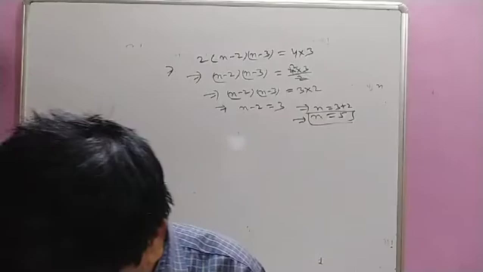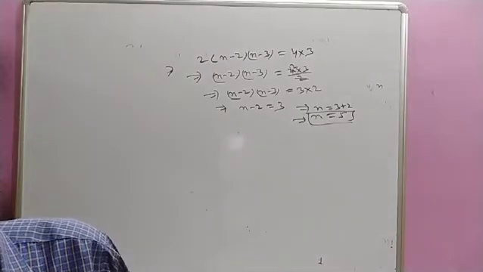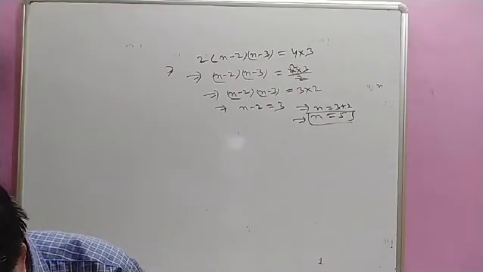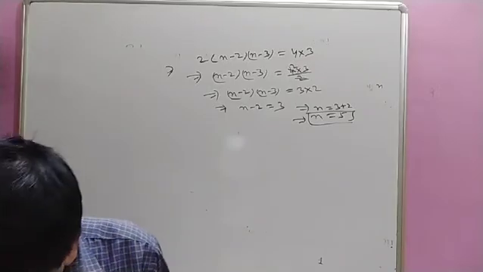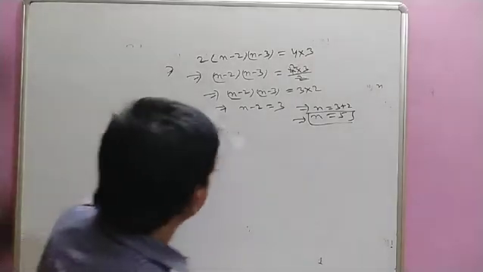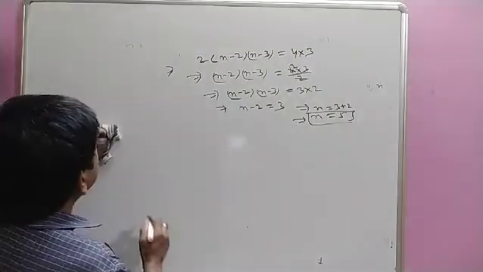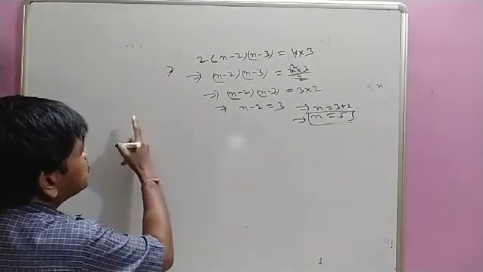Then you write the next question, that is: prove that, something factorial by n factorial. Next question, I think it was question number 3.